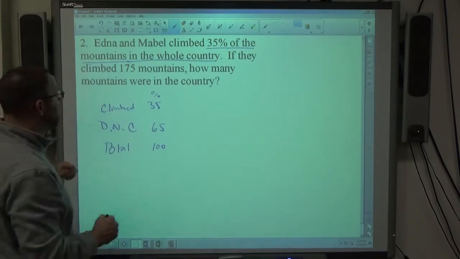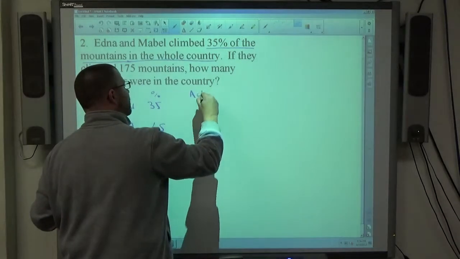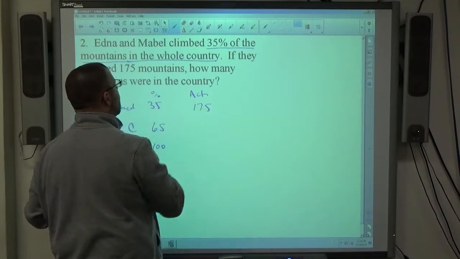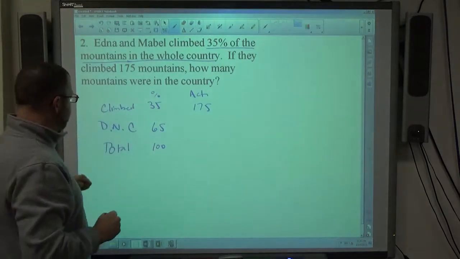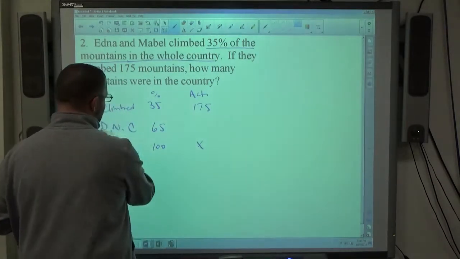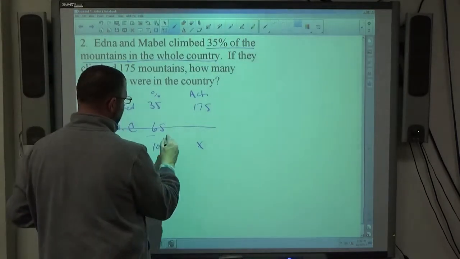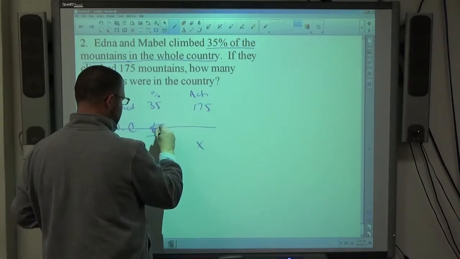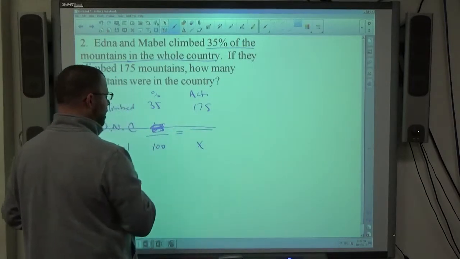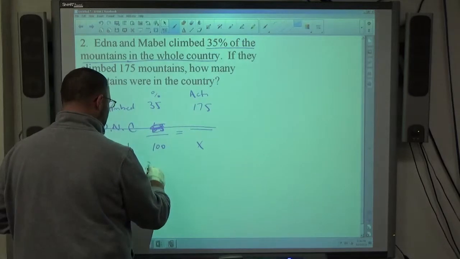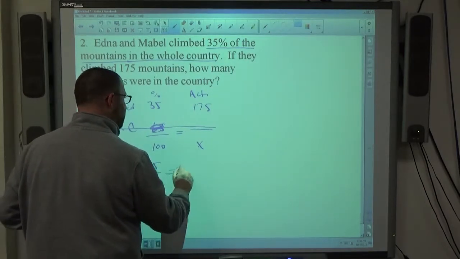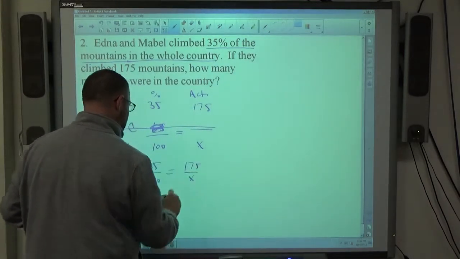They climbed 175 mountains, so the actual number of mountains they climbed was 175. How many mountains were in the country? So the total number of mountains is what they care about. So this did not climb is not important. Once again, this fraction, 35 over 100, is equal to that fraction, 175 over x. So 35 over 100, clean it up a little bit, equals 175 over x.